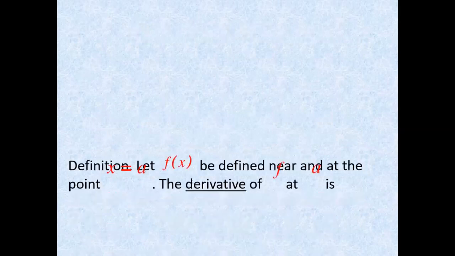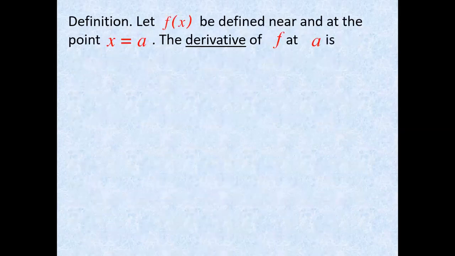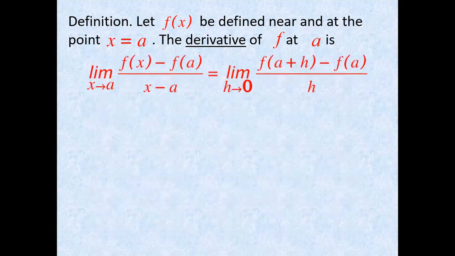तो ये क्या कह रहा है देखते हैं. ये कह रहा है कि एक function f of x that is defined near and at the point where x equals a, and the derivative of f at a is the limit where x is approaching the value a or x naught, f of x minus f of a all over x minus a, equals the limit h tends to 0 of f of a plus h minus f of a all over h. So if the limit exists, this is the condition.